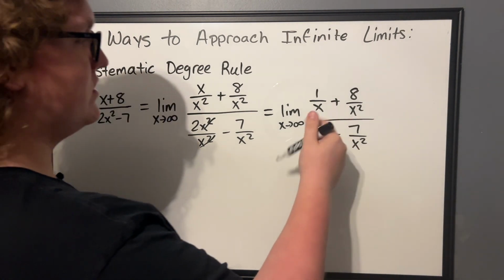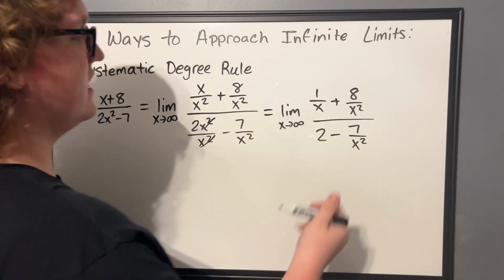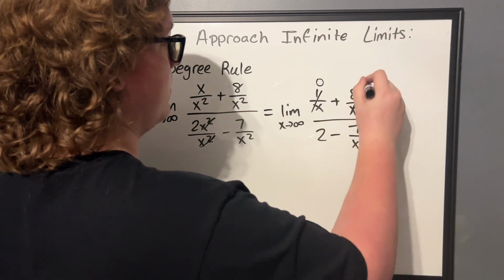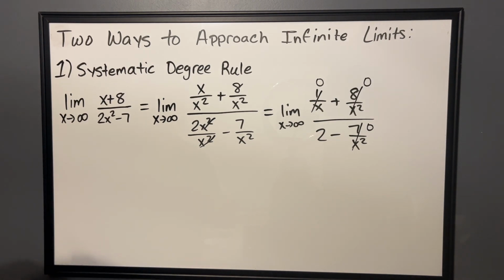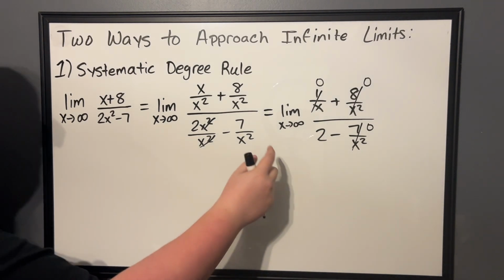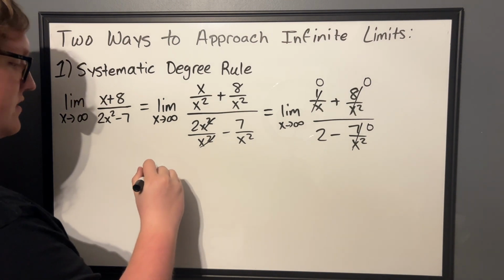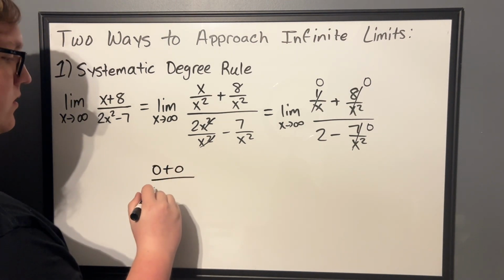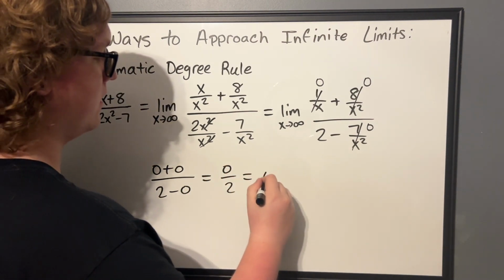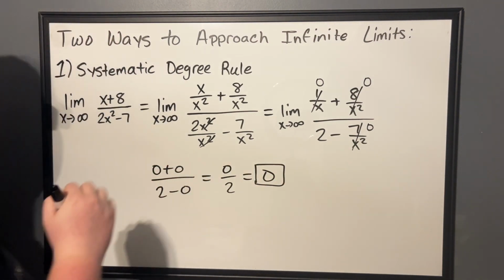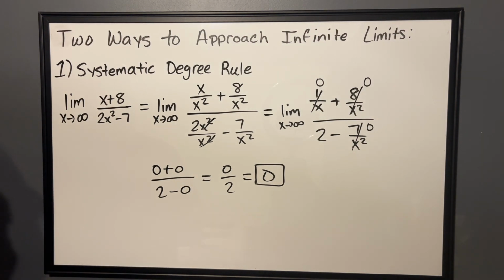So anytime you have something like this where it's a fraction over x, these are all going to go to 0, no matter what it is, because as the denominator gets bigger, of course, the whole fraction is going to get smaller. So when we take that limit, we're putting in infinity, so we really just have 0 plus 0 over 2 minus 0, which of course is 0 over 2, or 0. So that is our answer for this limit. This function will approach 0 as x goes off to infinity. So let's go ahead and do another example of this systematic degree rule. So we'll start that right now.